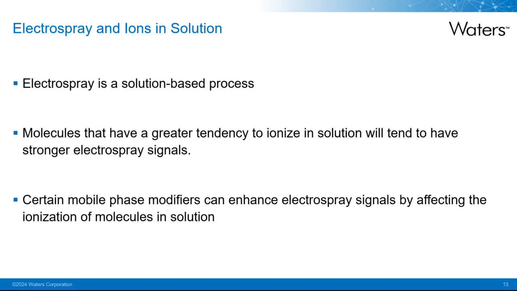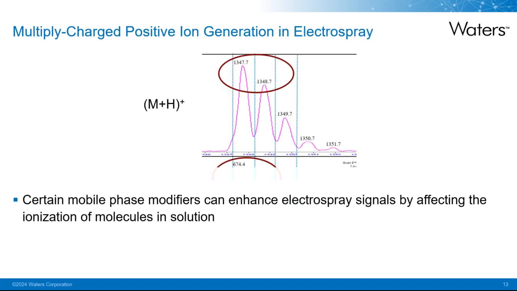Electrospray is a solution-based process. The more ionizable a compound is in solution, the more likely it is to produce strong electrospray signals. The solvents that are used in liquid chromatography and the modifiers added to them will also impact the ionization, and we will examine this topic in more detail a bit later.